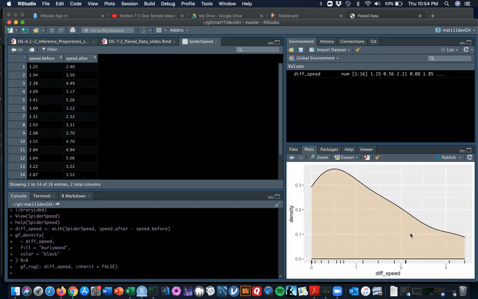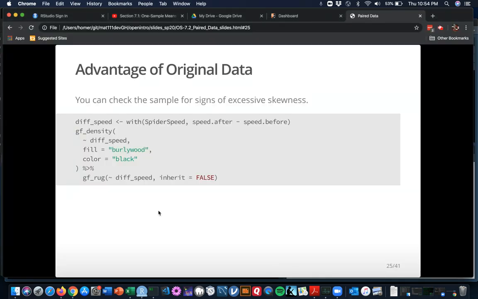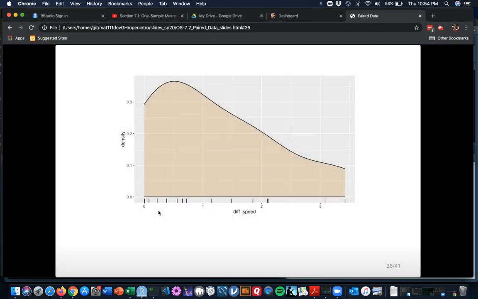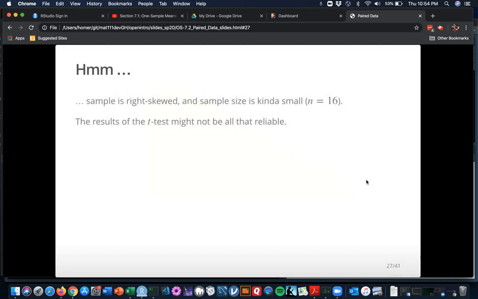And there it is in our plotting window. And here it is over in the slides. And so we can look at those 16 differences and we can see this distribution is kind of right skewed. The tail's going off to the right. So it's kind of right skewed.